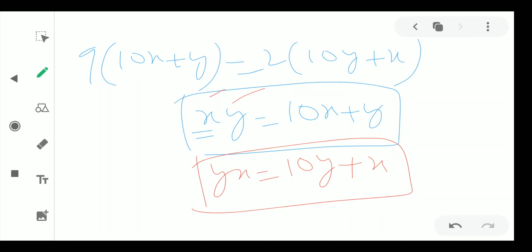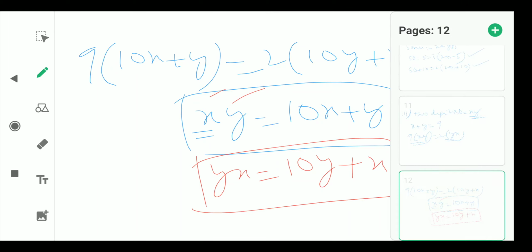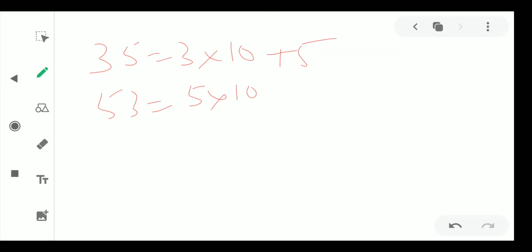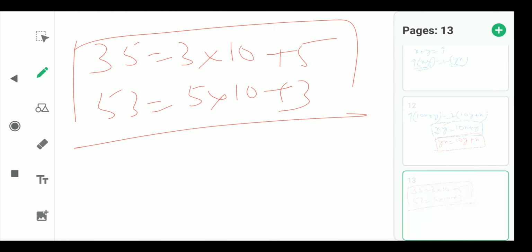Suppose I will show you. There is a number, for example, 35. So I can write 3 into 10 plus 5. Same thing if I reverse, 53. This I can write as 5 into 10 plus 3. Okay, so therefore, now we got two equations.